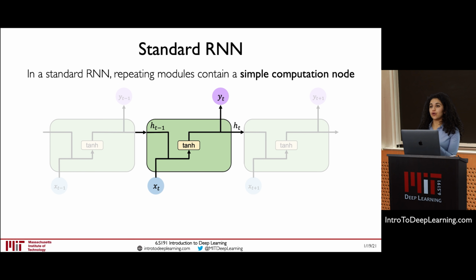So here in this diagram, this repeating module of the RNN contains a single neural network computation node, which is consisting of a tanh activation function layer. So here, again, we perform this update to the internal cell state h of t, which is going to depend on the previous cell state h of t minus 1, as well as the current input x of t. And at each time step, we're also going to generate an output prediction y of t, a transformation of the state.